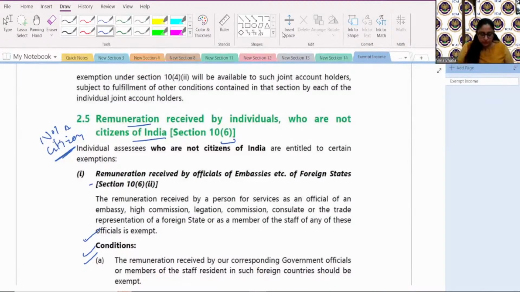Any question? You can move. Give a look at the list if you have any doubt. Okay. If the conditions are not satisfied, Rohit, definitely the income would become taxable.